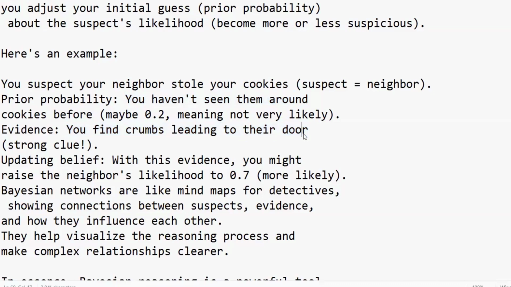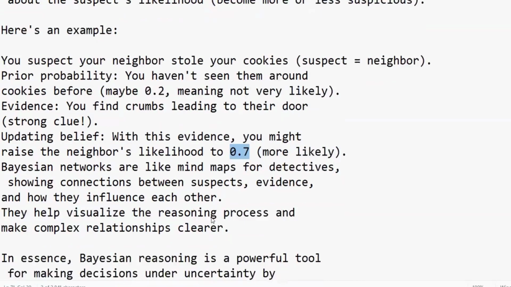So initially you're giving prior probability, maybe 0.2 because you're not sure yet. So finally, when you got to know you find the crumbs at the neighbor's door, it's a strong clue, right? Now you will update the belief. With the evidence, you might raise your belief. More likely that okay, this guy would have taken. So Bayesian networks are like mind maps for detectives showing connection between suspect, evidence, and how they influence each other.